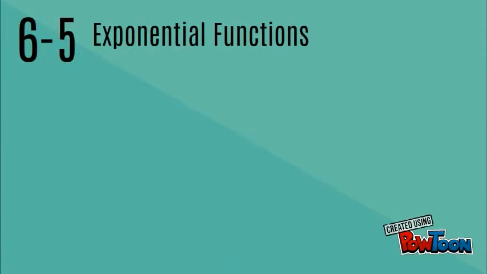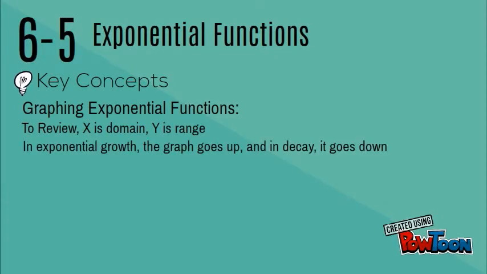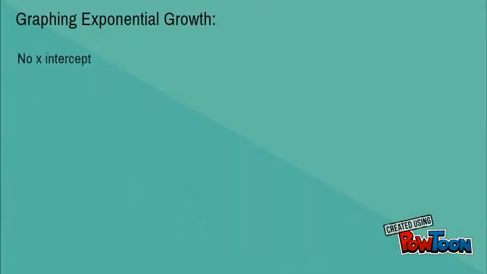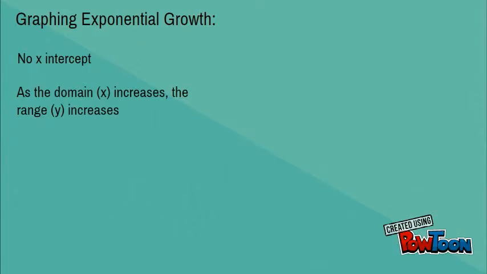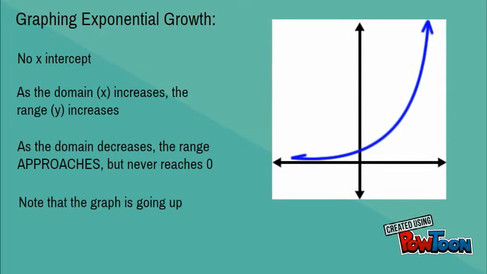6.5 Exponential functions. Key concepts. Graphing exponential functions. To review, x is the domain and y is the range. In exponential growth, the graph goes up, and in decay it goes down. The range y approaches but never reaches 0. Graphing exponential growth: no x-intercept. As the domain x increases, the range y also increases. As the domain decreases, the range approaches but never reaches 0. Note that the graph is going up.